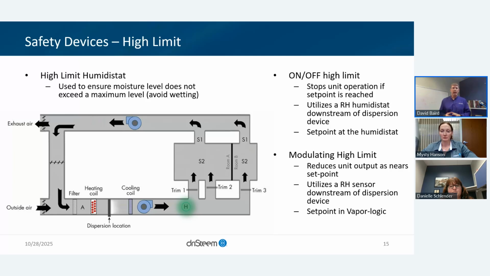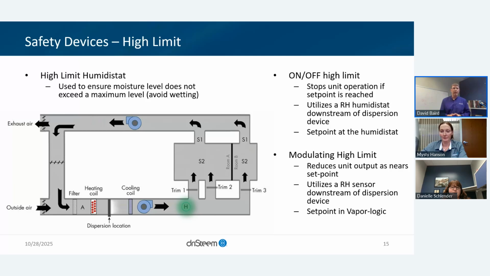The modulating high limit, think of it more like a yield. I'm getting close to it, so start slowing down so I can get as close as possible without overshooting. That modulating high limit gives a little finer tune control, gets as close as it can without going over, because it starts throttling back the output accordingly. Again, that's going to need vapor logic. It needs to know what the reading is and respond to it, which is where vapor logic comes into play.